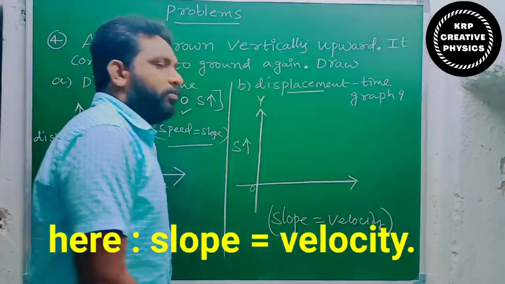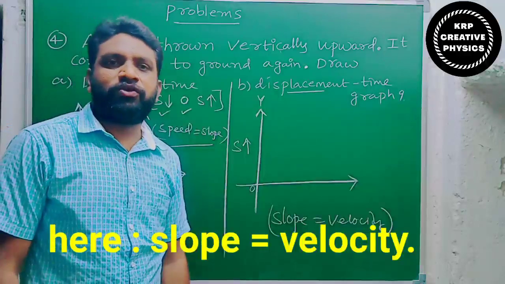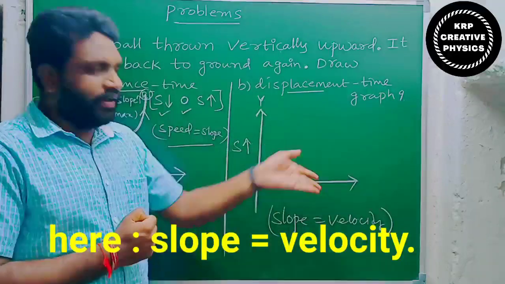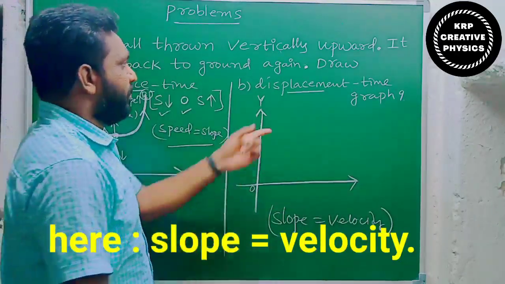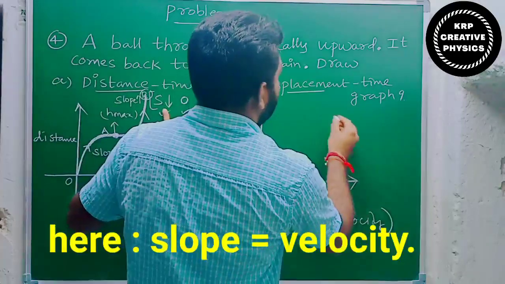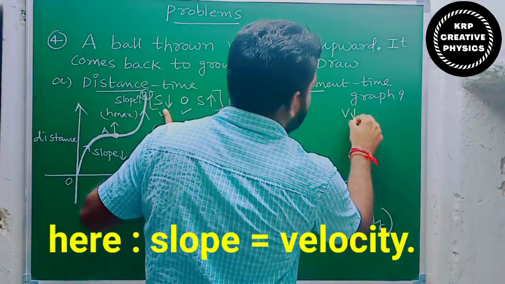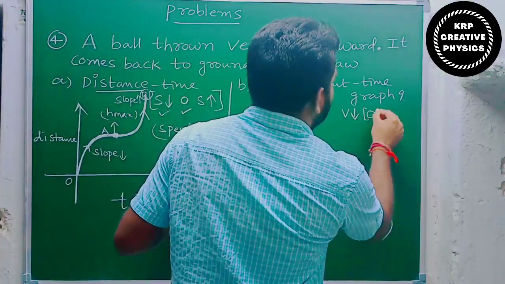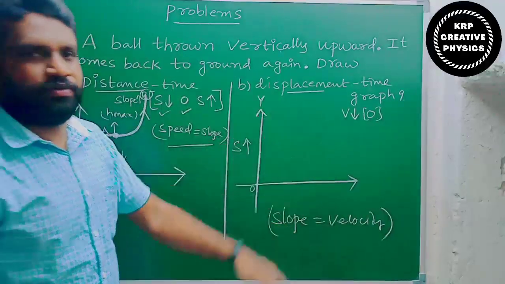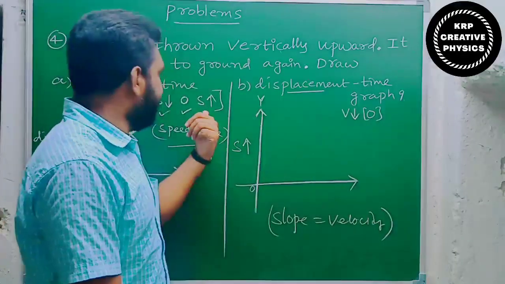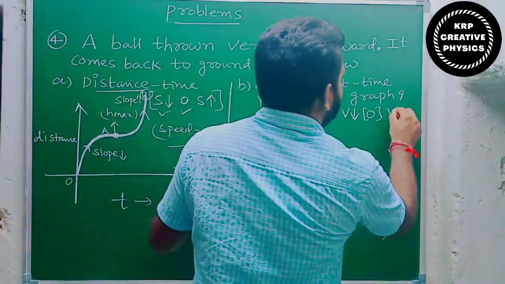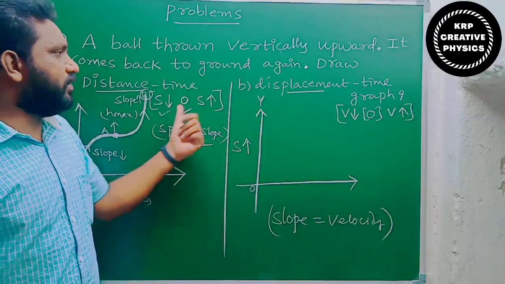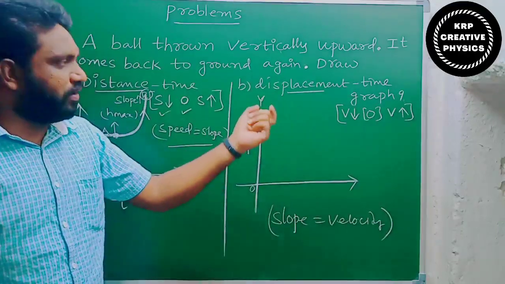And one more thing you should remember: speed is a scalar, velocity is a vector. If there is any change in the direction of the motion, we need to change the direction of the line, the slope, also. First, when it is moving upwards, speed decreases, similarly velocity decreases. At maximum height, speed becomes 0, velocity becomes 0. When it is moving downwards, speed increases, and velocity also increases. Everything will be similar, but speed is a scalar and velocity is a vector, so the graph is also going to change.